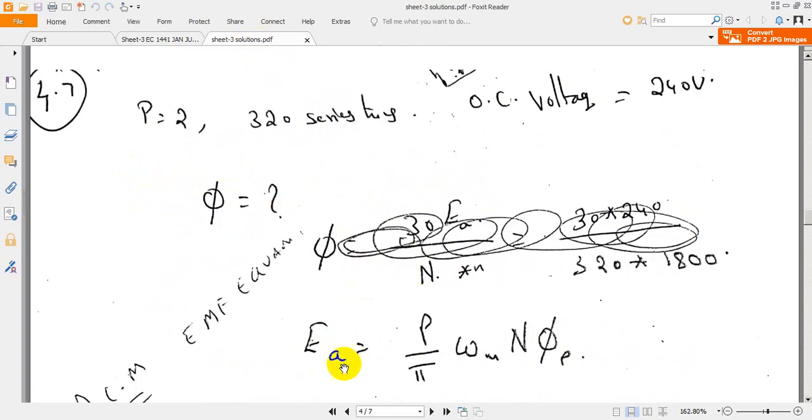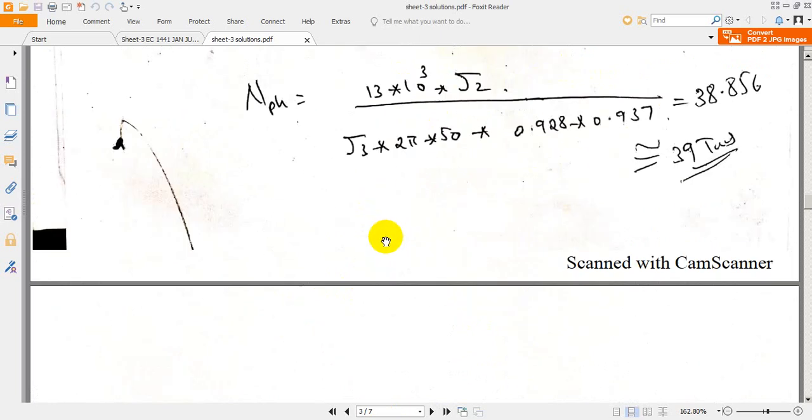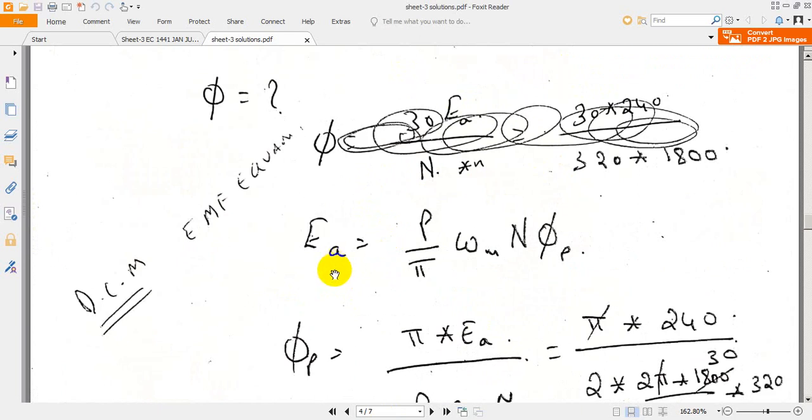The induced EMF generated in a DC machine is equal to P by pi, omega m, N phi. It is the same as the formula of this machine. See, phi and N phi are the winding factor, which depends on the machine, and omega f is the frequency, and this is for converting the RMS value. Now here, the same machine, N phi is the same, omega depends on the mechanical parameter.